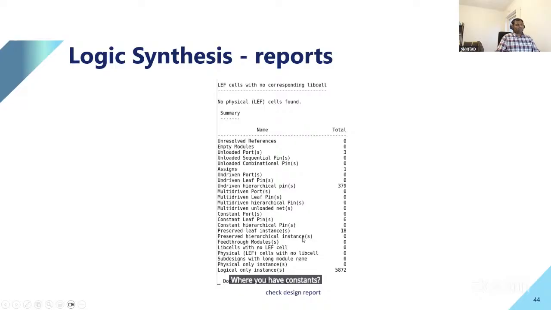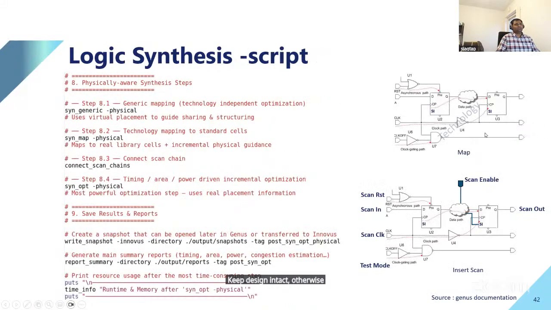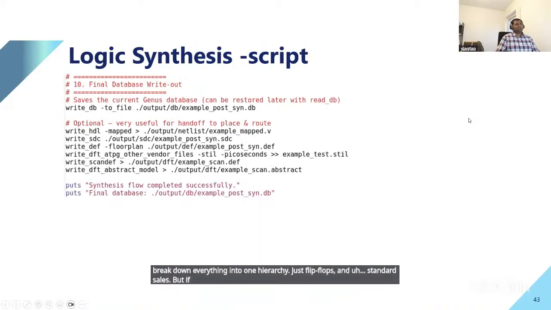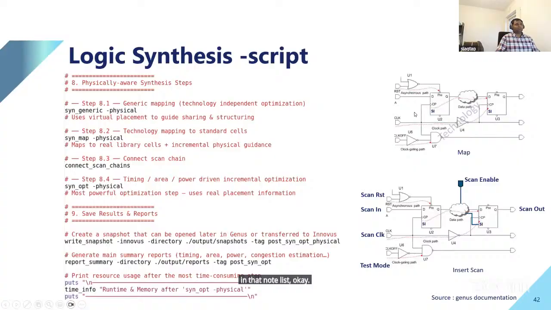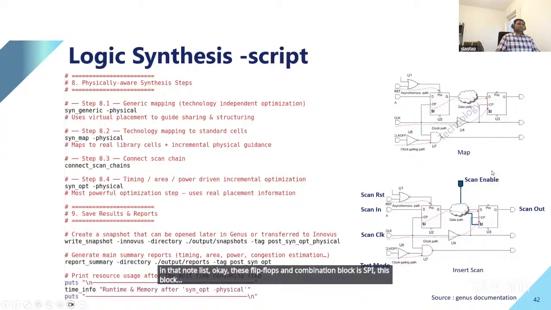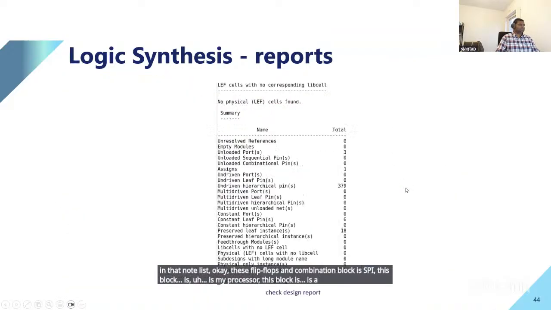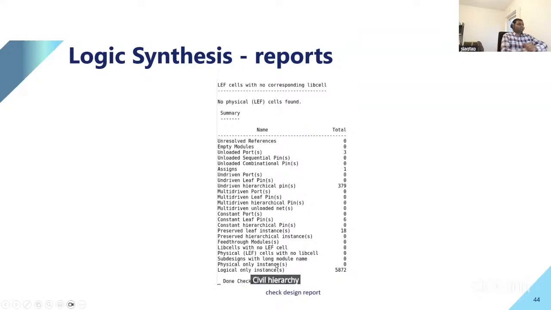Some hierarchies you want to preserve. That's for the sake of verification, because you want to keep the design intact. Otherwise, it will flatten out and break everything down into one hierarchy, just flip-flops and standard cells. But if you want to see in that netlist, okay, these flip-flops and combinational block are the SPI, this block is my processor, this block is a finite state machine, then you want to save hierarchy. Of course, when you say save hierarchy, you're basically constraining the tool. Then the tool cannot perform some cross-boundary optimizations.